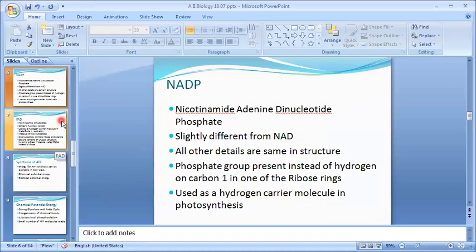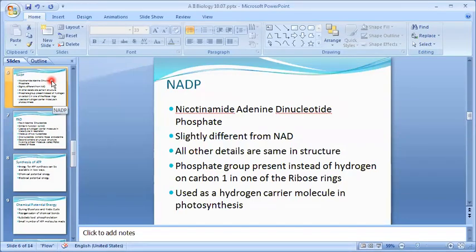And as far as the function is concerned, this is a major difference from NAD. NAD is a hydrogen carrier, while NADP is used as a hydrogen carrier molecule in the process of photosynthesis, right?